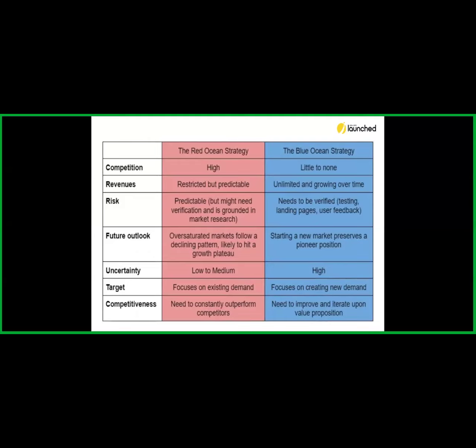Why? Because it is unpredictable, right? And the blue ocean needs to improve and iterate upon its value proposition. Value proposition means how our product is a better value option to the customer. So in red ocean we have seen that every competitor has to outperform the other competitor.